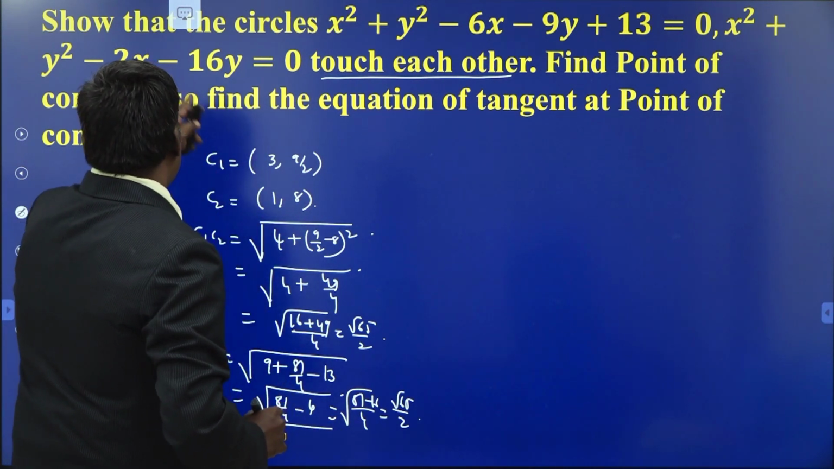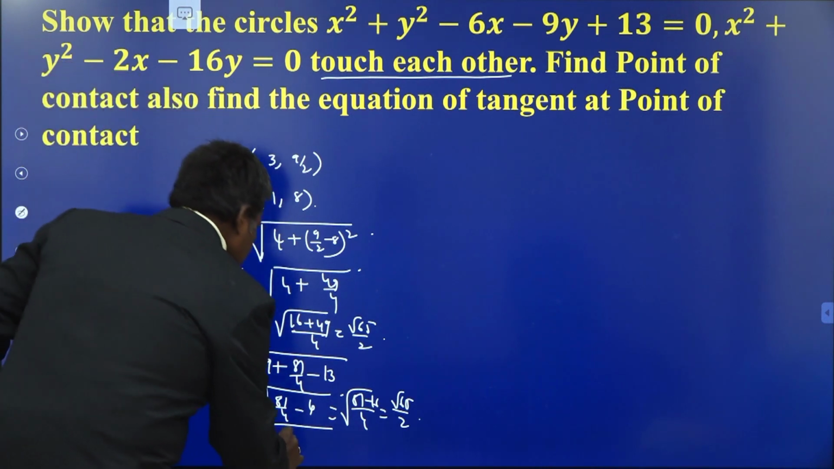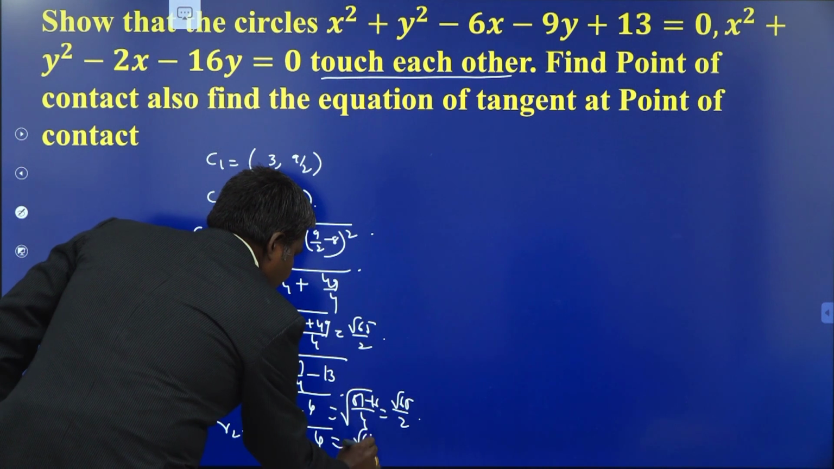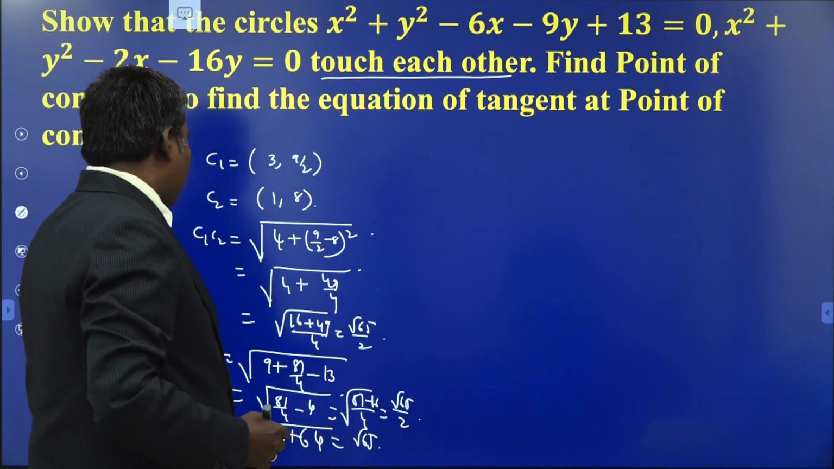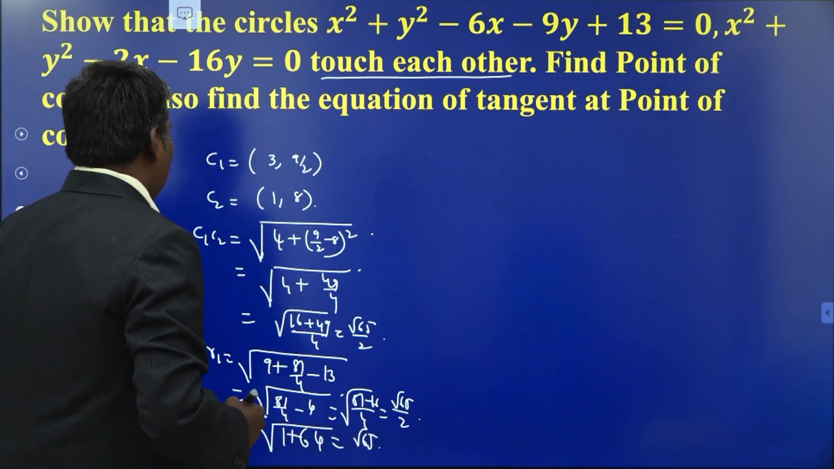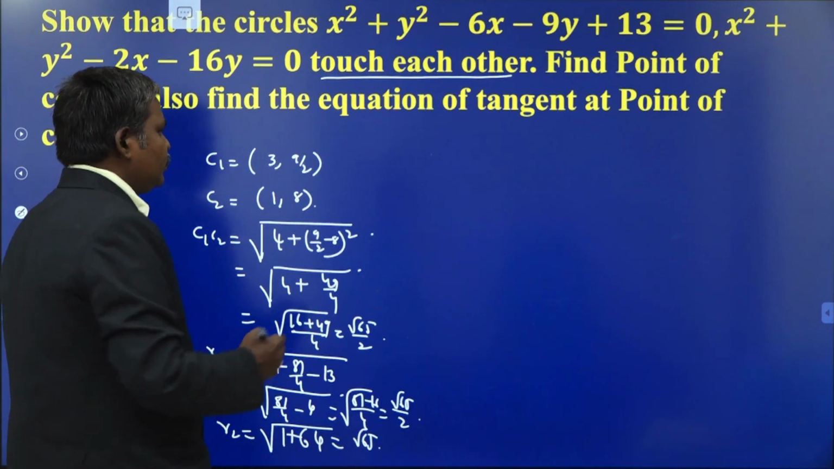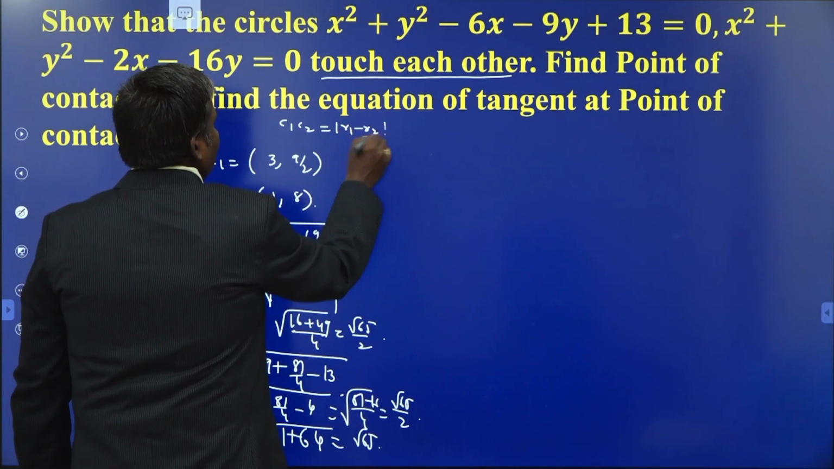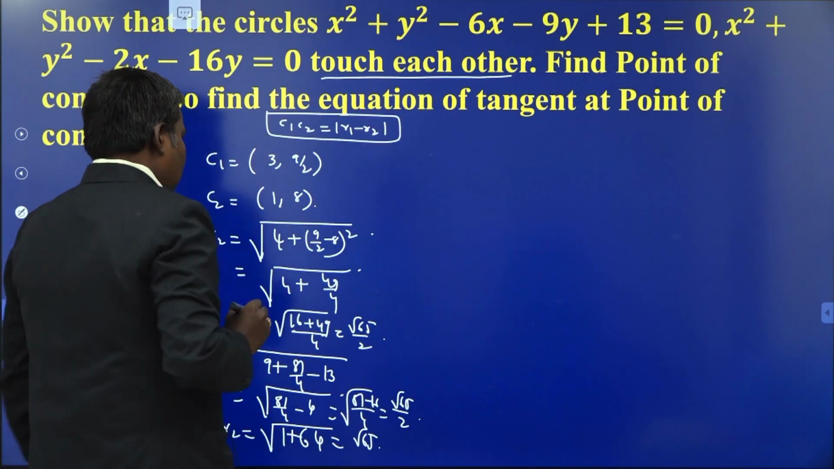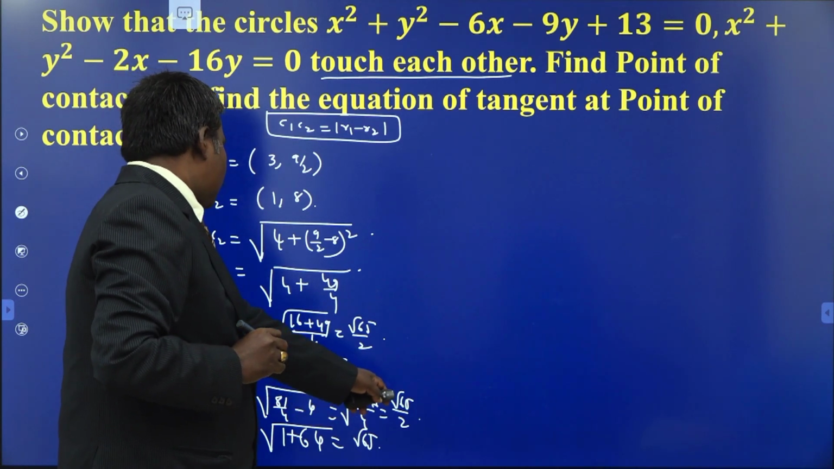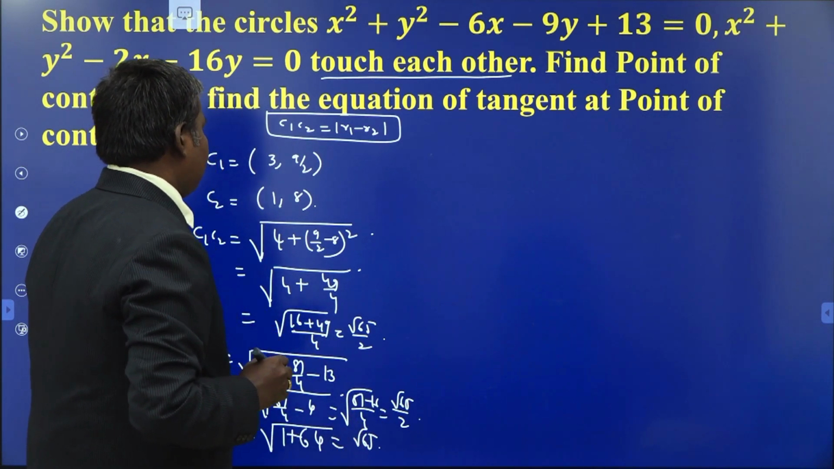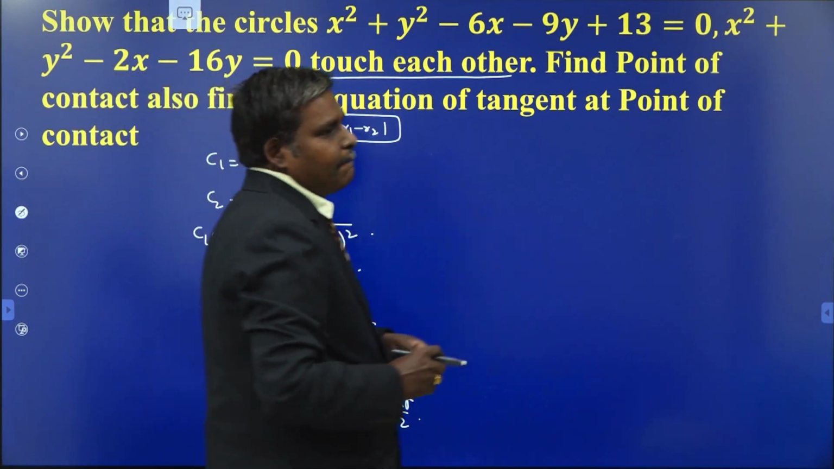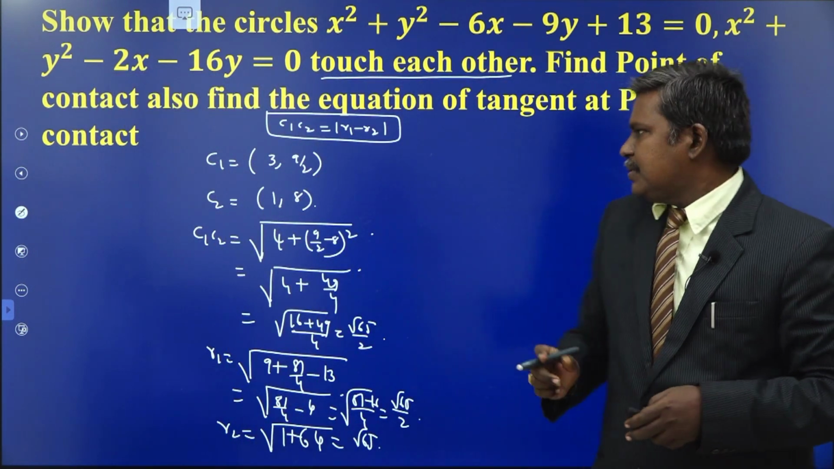What is the radius of the second circle now? Root of g square plus f square minus c. That is 1 plus 8 square, 64. That is root 65. So clearly mod R1 minus R2 is nothing but root 65 by 2, that is equal to C1 C2. So we have the condition C1 C2 is equal to mod R1 minus R2. This is root 65 by 2. R1 is root 65 by 2, R2 is root 65. So the difference is root 65 by 2. Two circles touch each other internally by the above condition.